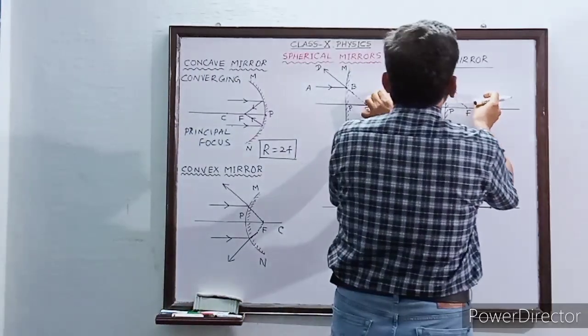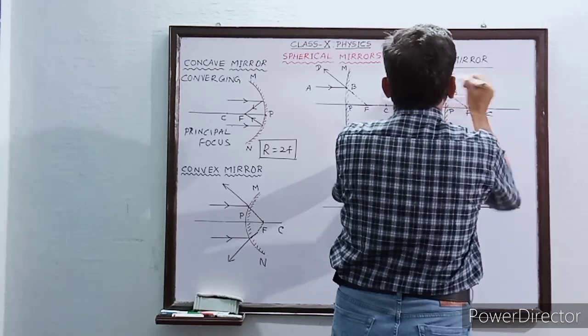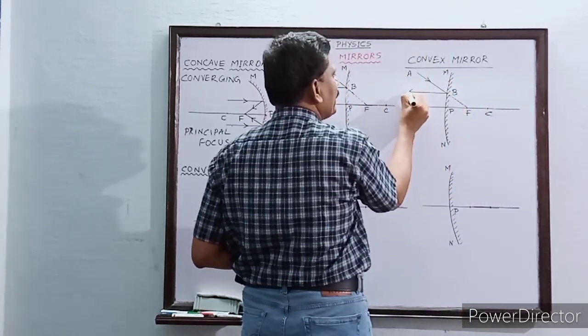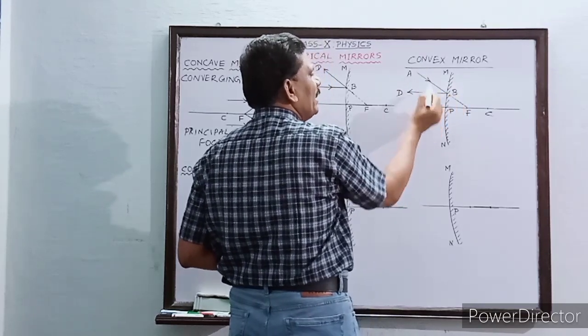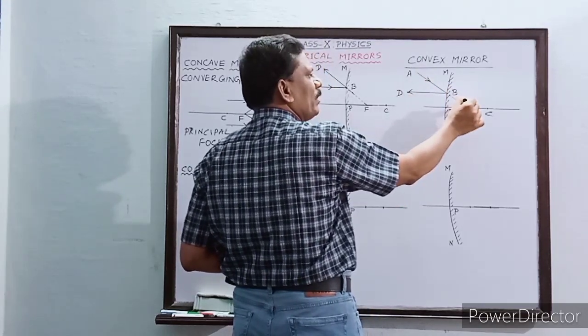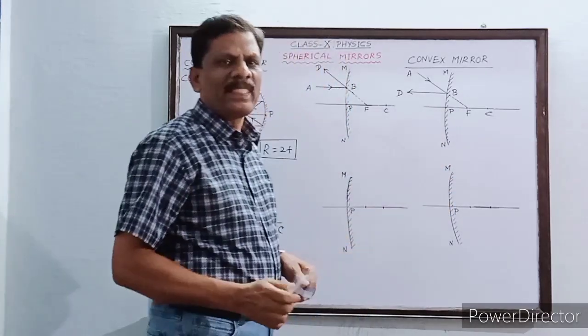Now it is getting reflected like this from the point B. So this is D. AB is the incident ray, which is appearing to pass through the point F, but the reflected ray is parallel to the principal axis.